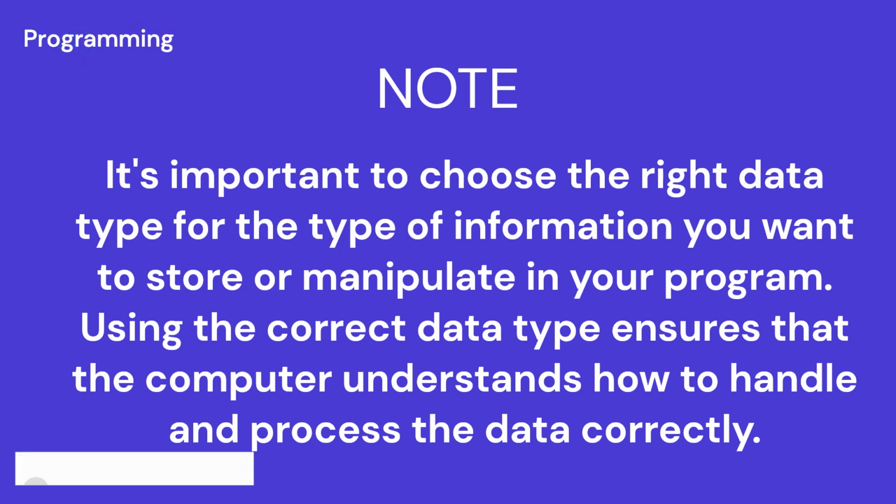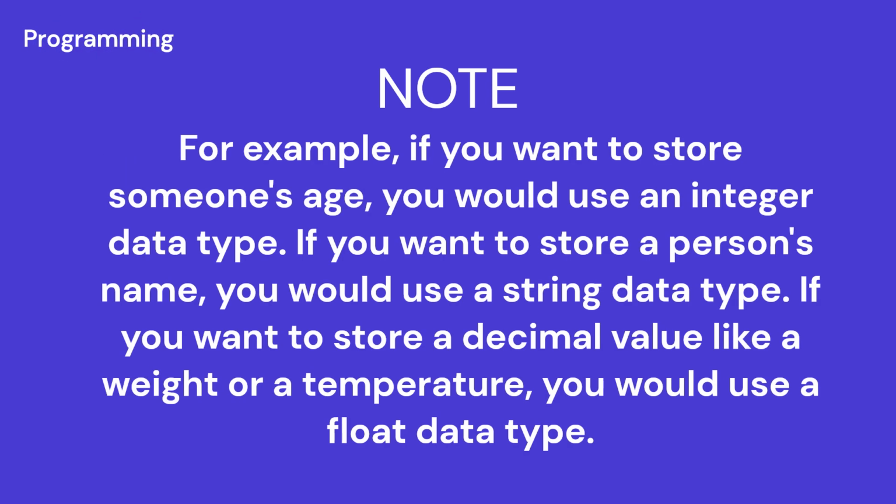It's important to choose the right data type for the type of information you want to store or manipulate in your program. Using the correct data type ensures that the computer understands how to handle and process the data correctly. For example, if you want to store someone's age, you will use an integer data type. If you want to store a person's name, you will use a string data type. If you want to store a decimal value like a weight or a temperature, you will use a float data type.